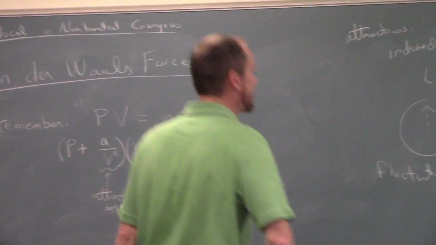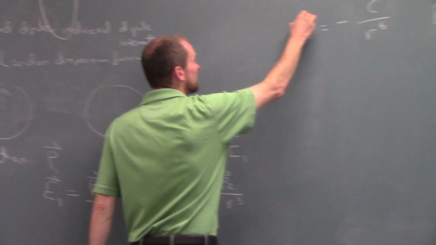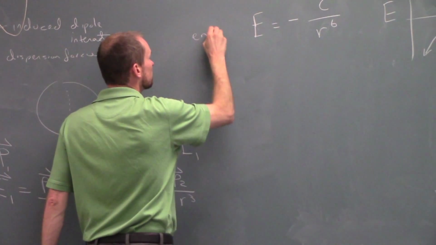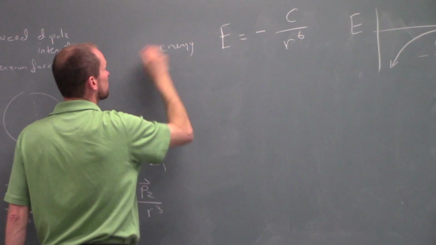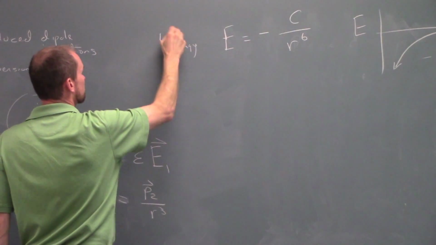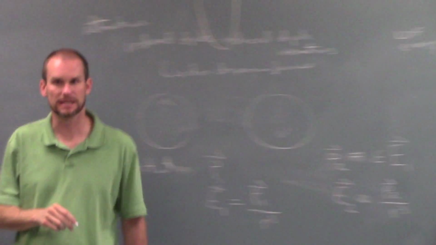Just to make sure that E with the vector is an electric field and the other E is an energy. Yeah, you're right. This is an electric field, this is an energy. This is the London dispersion forces energy. Yeah, thank you.